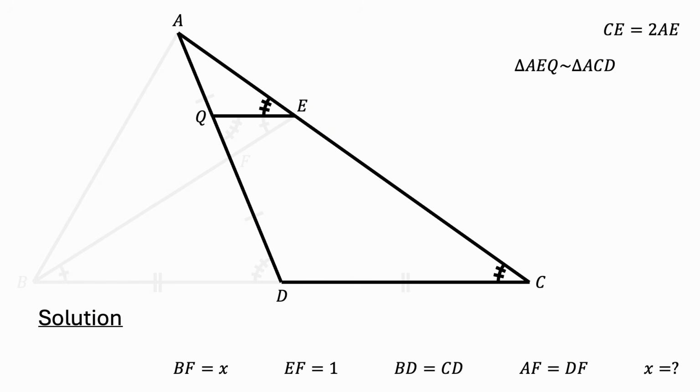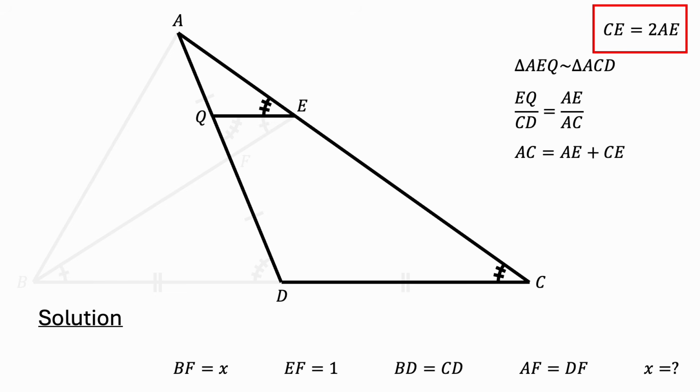Since corresponding sides in similar triangles are proportional, we have EQ over CD equals AE over AC. But AC equals AE plus CE, and CE equals 2AE, so AC equals 3AE. Thus, AE over AC equals 1 over 3, so EQ equals 1 over 3 CD.